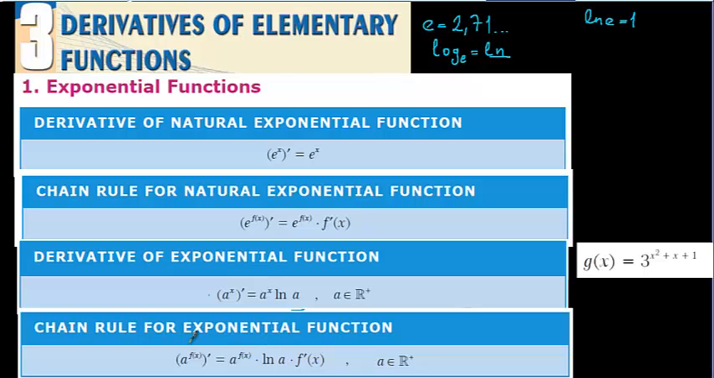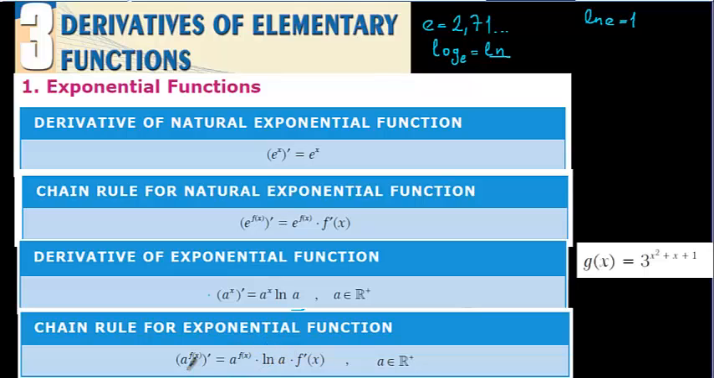The last one is a to the power of f(x). This is the most general formula of these formulas. With respect to this formula you can write all of them, and these are the conclusions of this formula. If you memorize this formula very well, you can write all of them easily. The derivative of a to the power of f(x) is equal to a to the power of f(x) times ln a times f'(x), like this one. Only the extra part we have here is ln a.